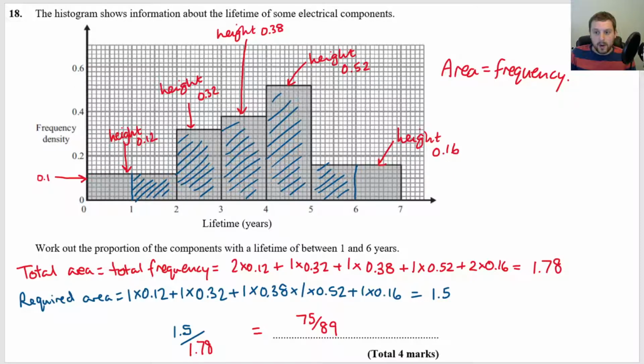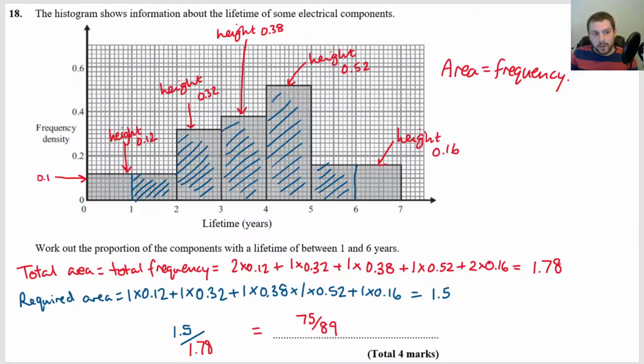I've worked out the total area, so that gave me 1.78. I worked out the required area, which was the stuff between 1 and 6. And then the proportion is that out of that, right? So when you put that in the calculator, it's 75 over 89, which is just a way to leave your final answer.